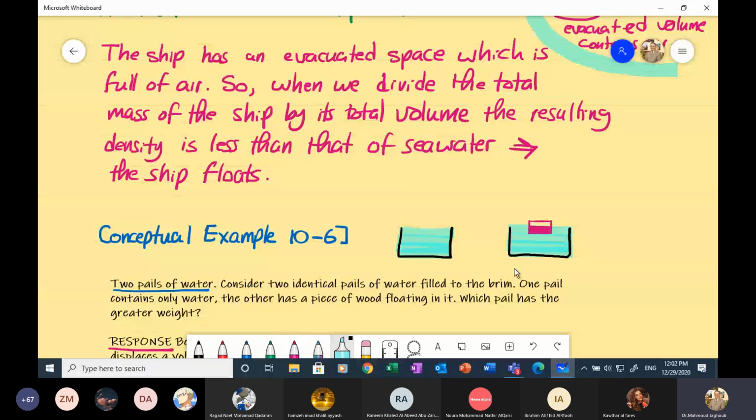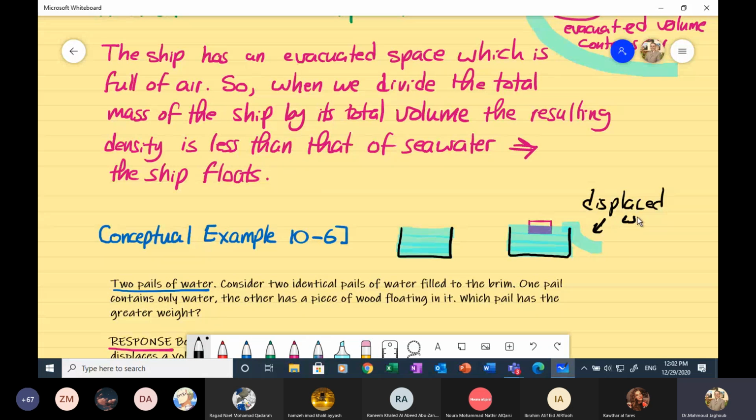It will spill out. Water will come out. Displaced water. Here I will have displaced water. Remember, the weight of the displaced water will be equal to the weight of what? Of the object. So if you displace 10 newtons, this will have a weight of 10 newtons.